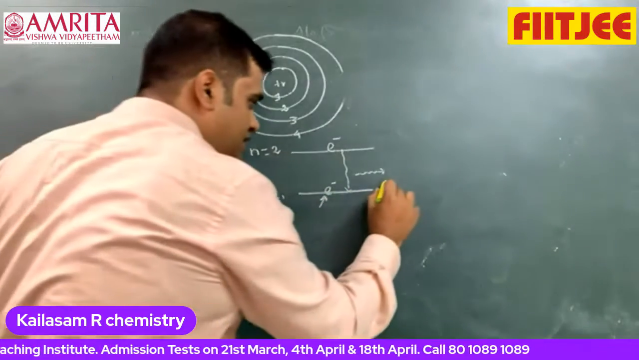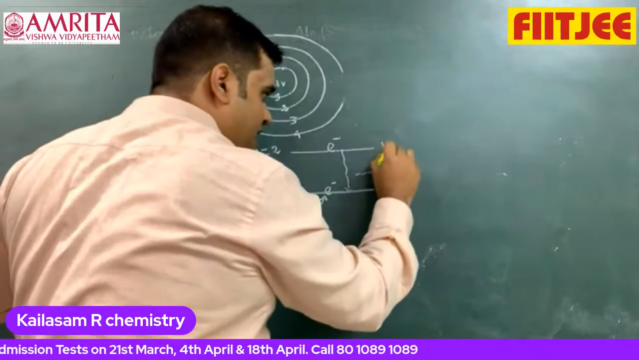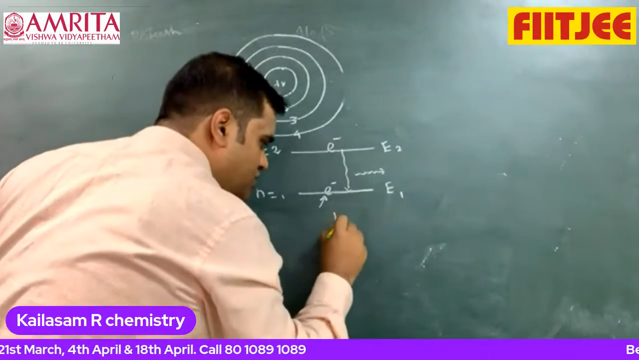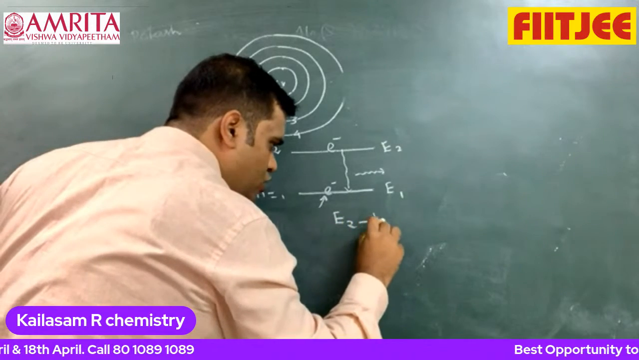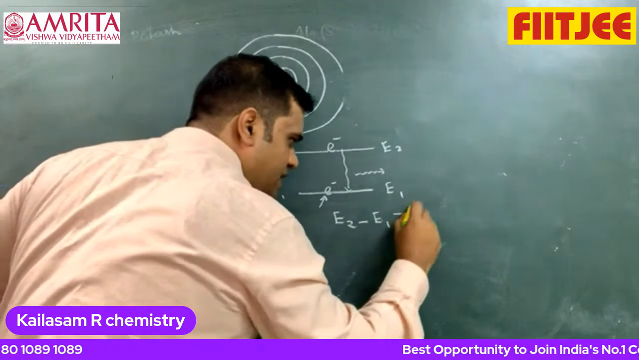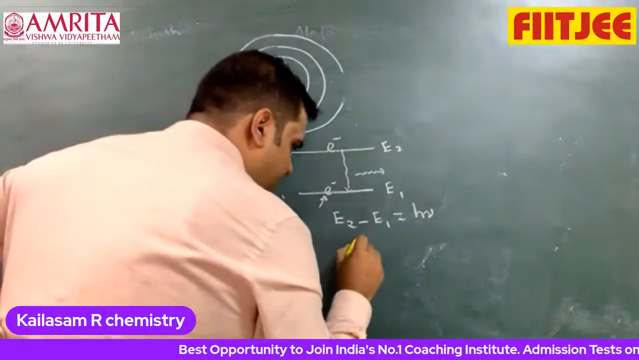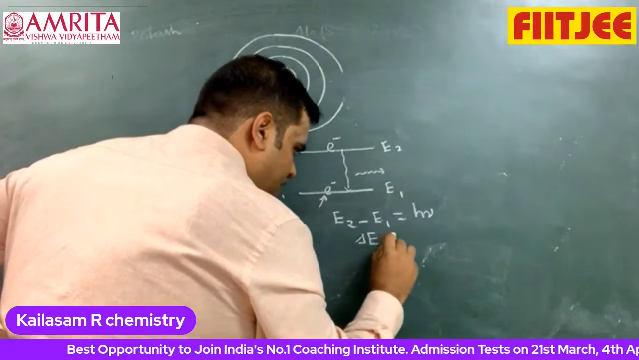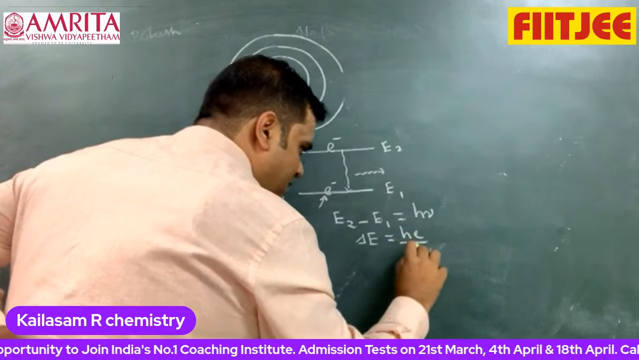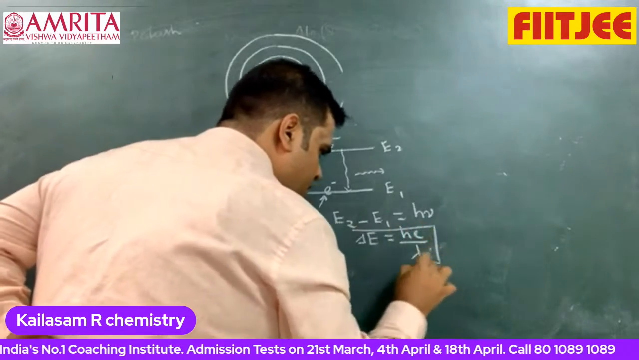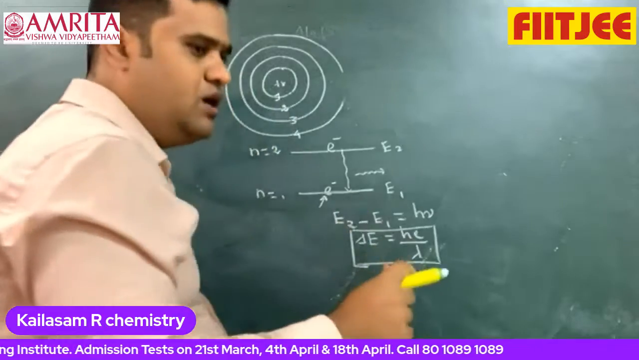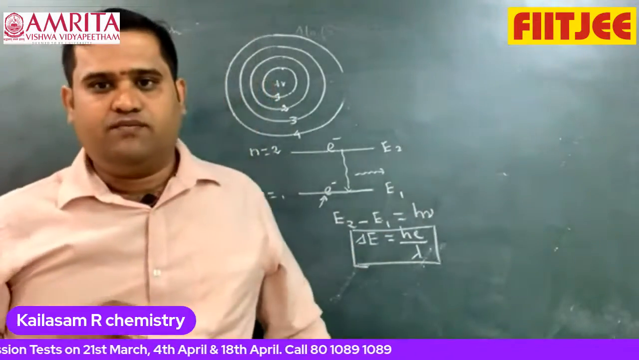Therefore, I can keep this as E1 and this as E2. Now I can write E2 minus E1 is equal to h mu. Therefore, I can write that delta E is equal to hc by lambda. That's all. This is what the Bohr postulates say.